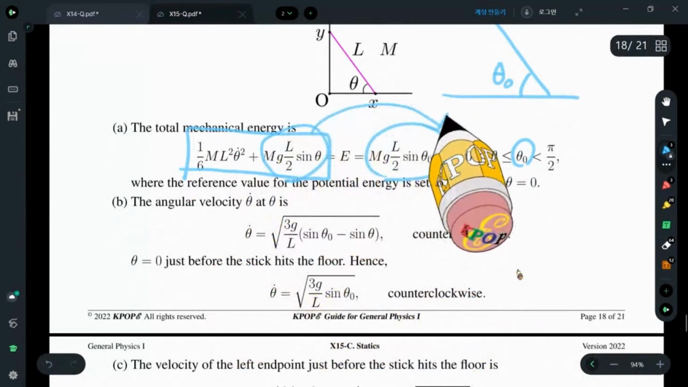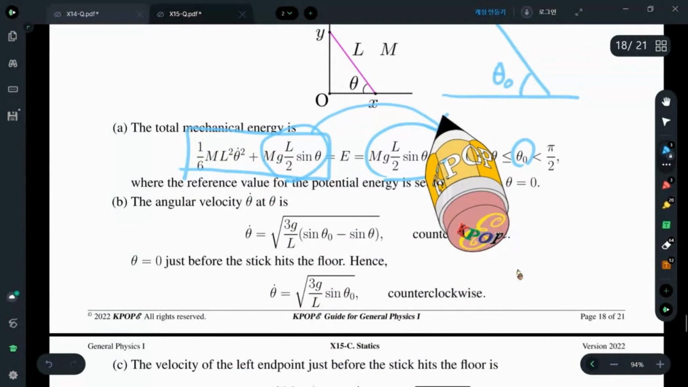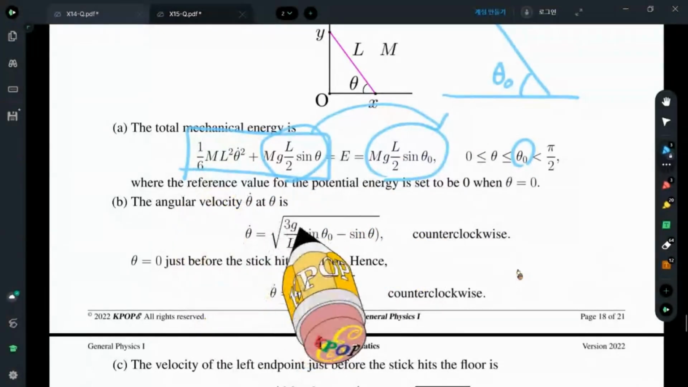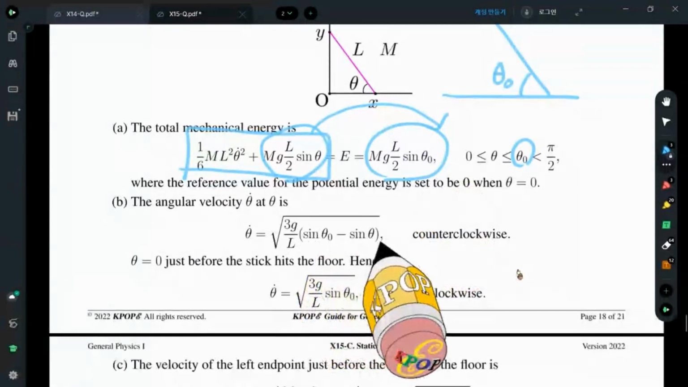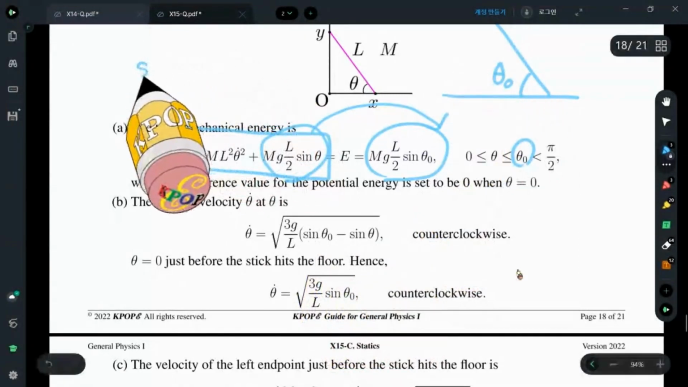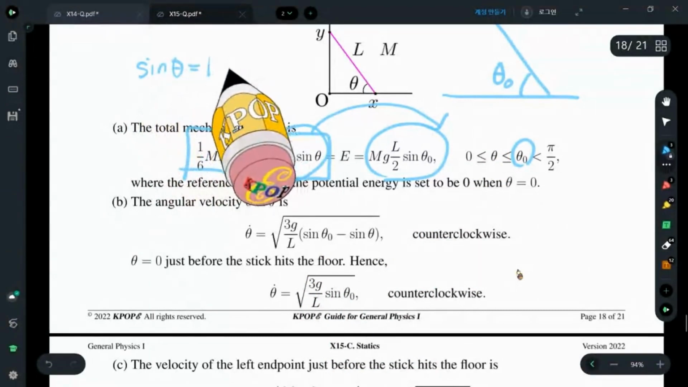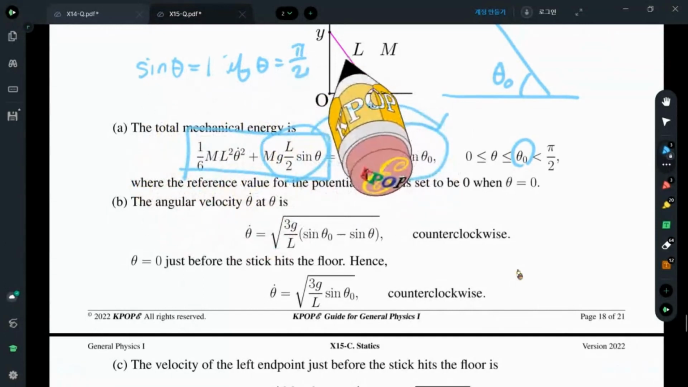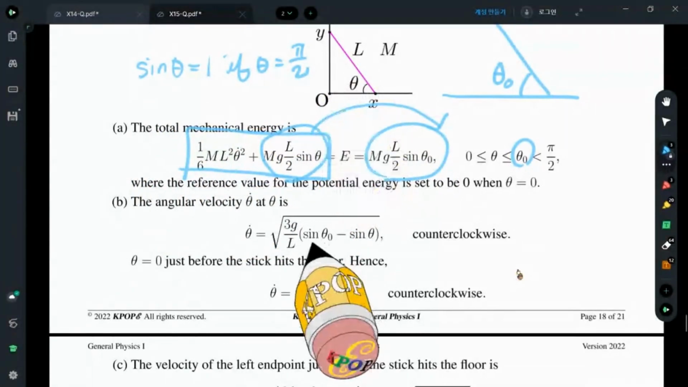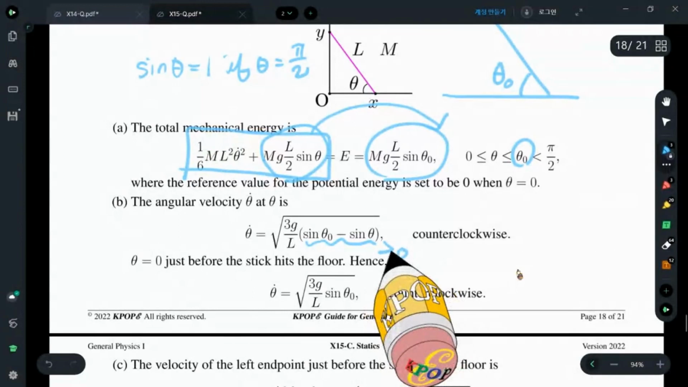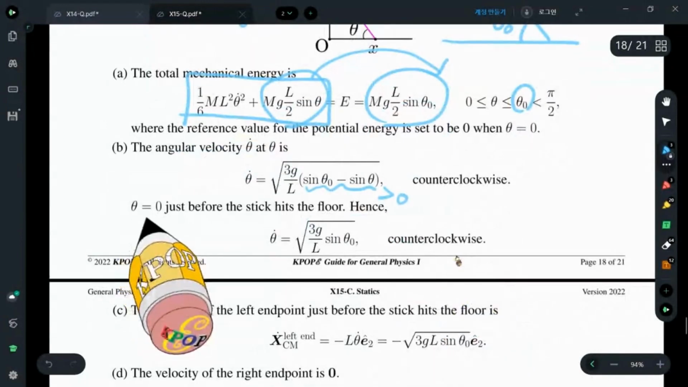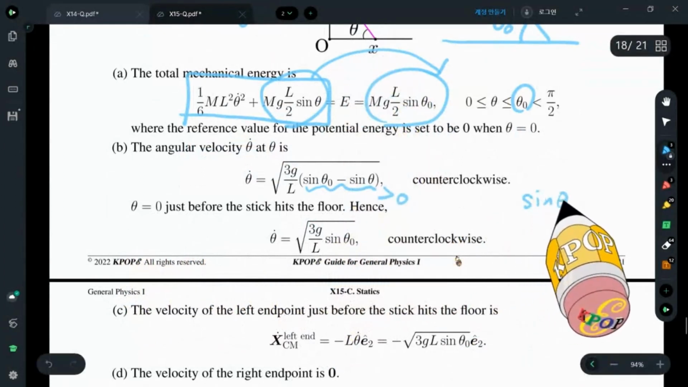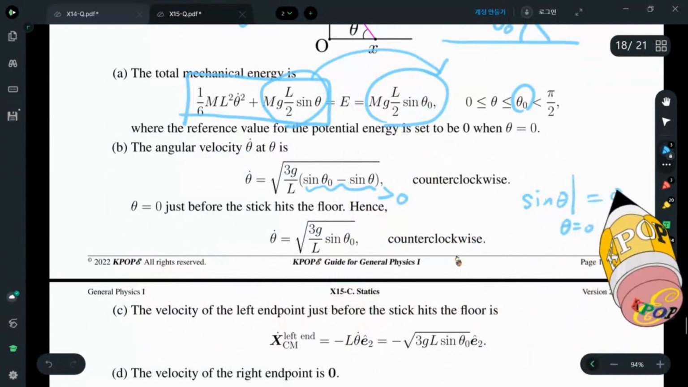Why don't we move this term to the right side? In that case, we have this 1/6 appears, 3g over L, sine theta zero subtracted by sine theta. You know, sine theta equals 1 if theta equals half of pi. And from then on, theta decreases. Theta decreases, so it is always positive definite. When it reaches theta equals zero, we know sine theta equals zero.